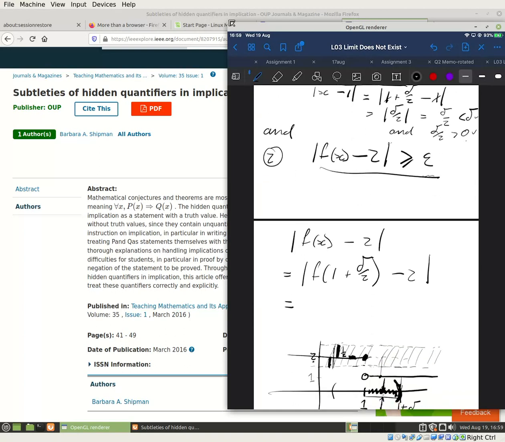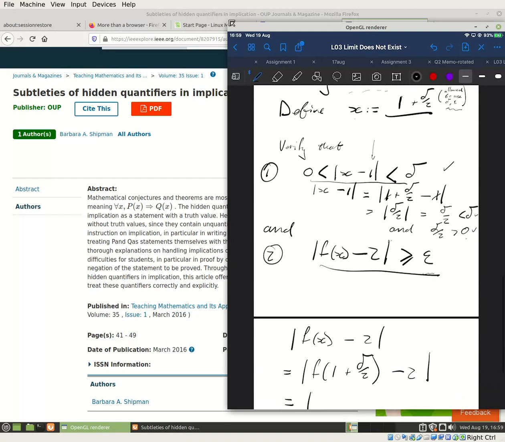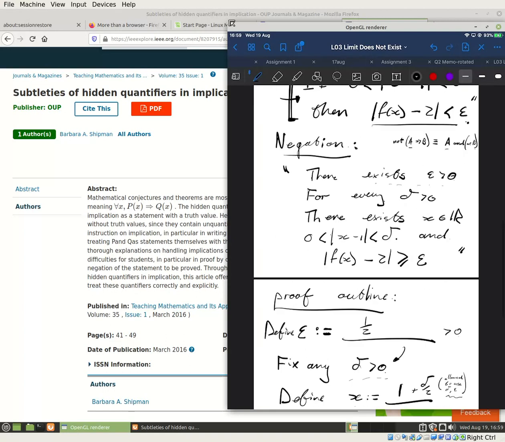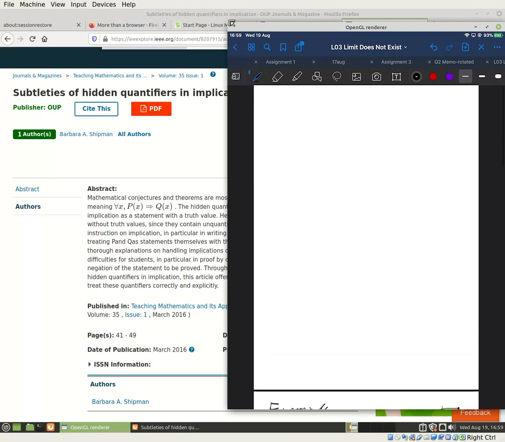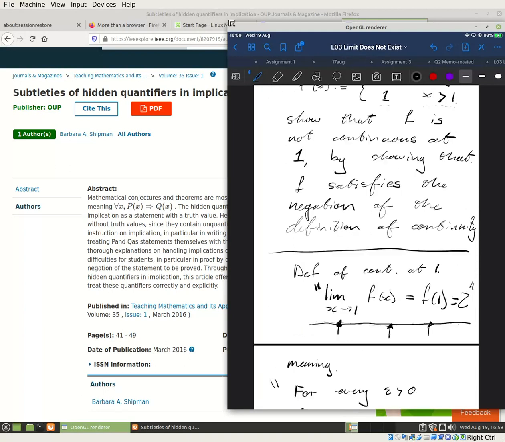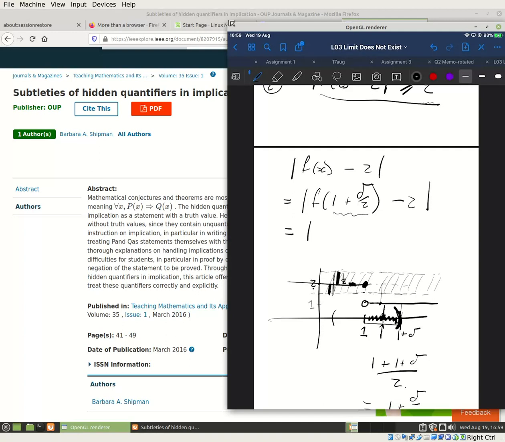But this is equal to, so if the input of f is bigger than 1 over here, then the function value is equal to 1. Here we have 1 plus something positive, so this thing is bigger than 1. So this is equal to 1 minus 2, which is equal to the absolute value of minus 1, which is equal to 1.